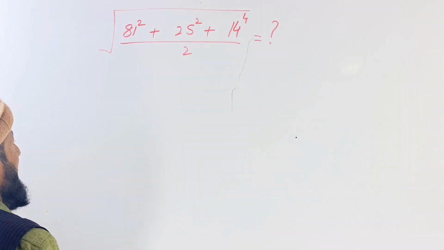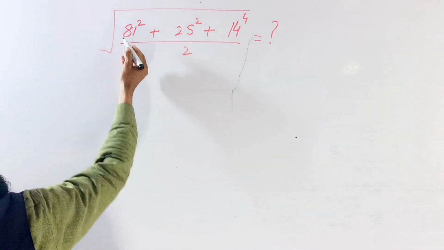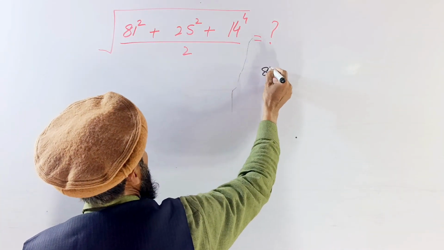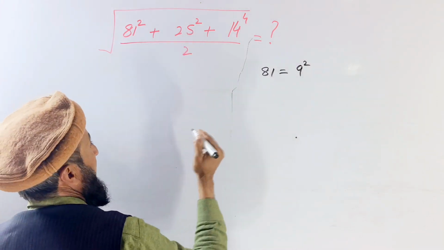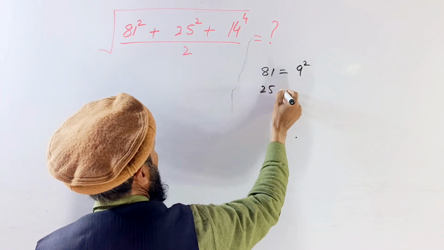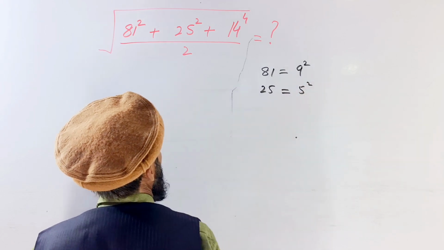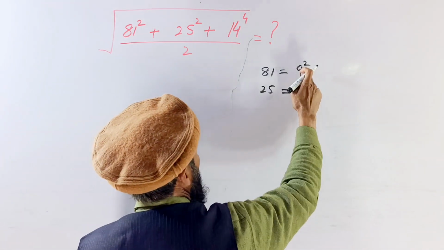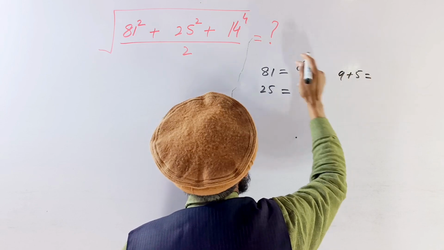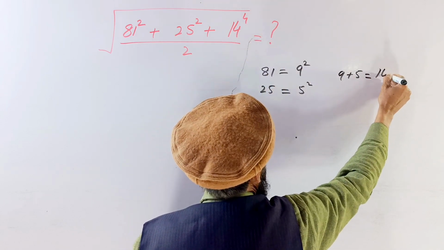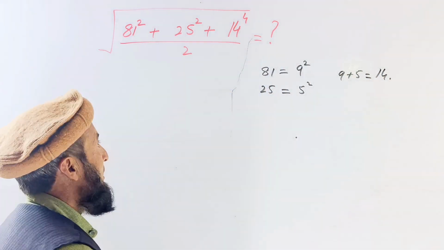First of all, look here. If we take 81 square, we can write 81 as 9 square. Similarly, 25 we can write as 5 square. Now, if we add these two terms, 9 plus 5, we get 14. This is a very simple method.